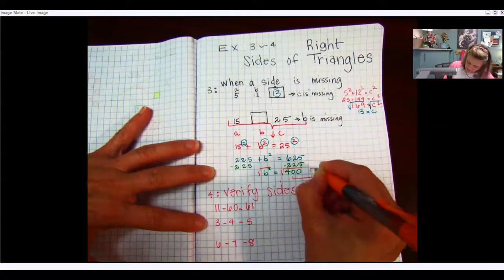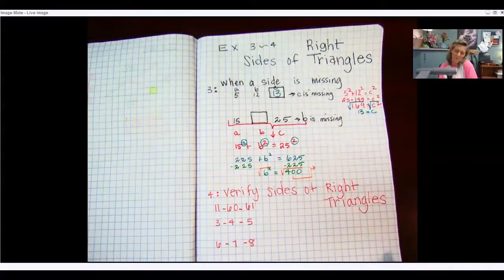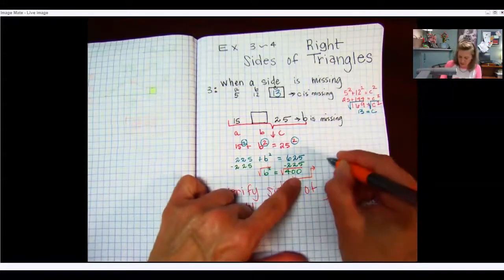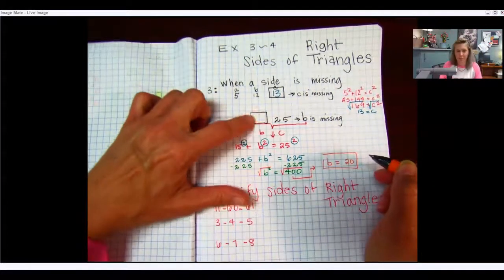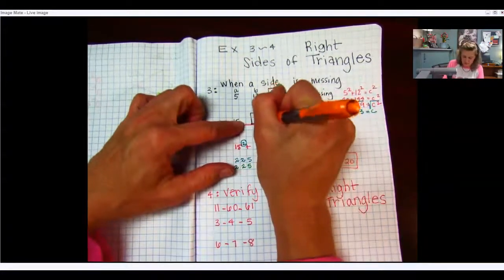And I just kind of ran out of room again, so I'm writing over there to the right side of my paper. All right, so the square root of that is just 20. So my missing value is 20.